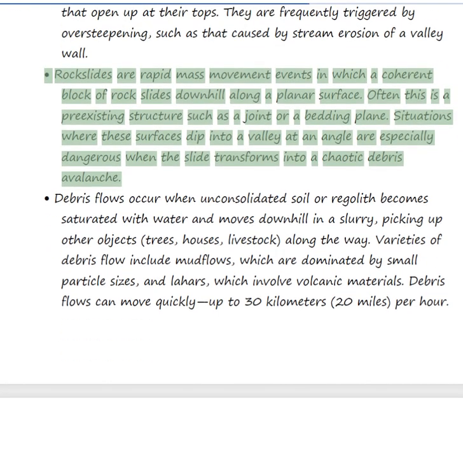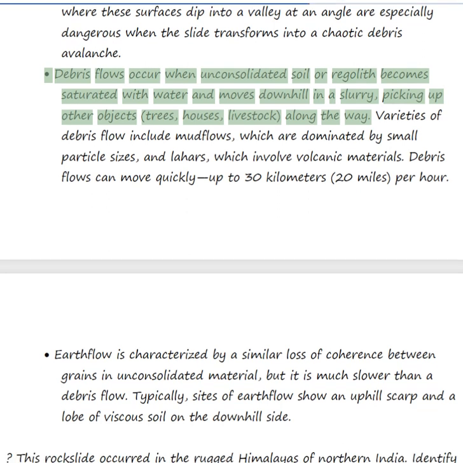Rockslides are rapid mass movement events in which a coherent block of rock slides downhill along a planar surface. Often this is a pre-existing structure such as a joint or a bedding plane. Situations where these surfaces dip into a valley at an angle are especially dangerous, when the slide transforms into a chaotic debris avalanche. Debris flows occur when unconsolidated soil or regolith becomes saturated with water and moves downhill in a slurry, picking up other objects along the way.